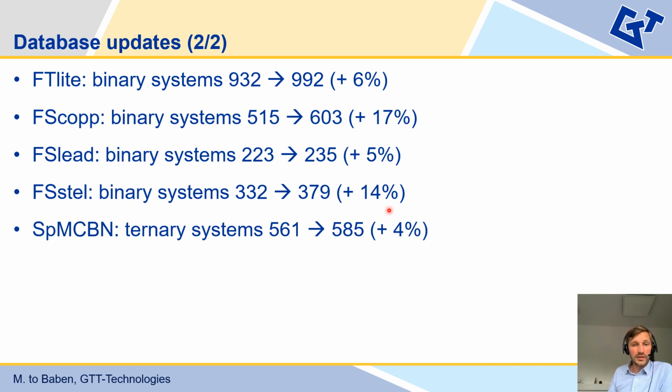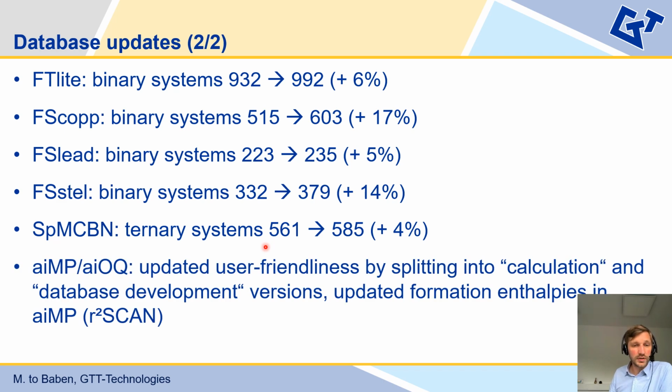The SGPM-CVN database has a growth of roughly 4%; mainly ternary systems including boron have been added, and a few carbon-containing systems as well. And the AMP-AOQ database receives an update with respect to user-friendliness by splitting it into a calculation and a database development version. We also update the formation enthalpies in AMP because Materials Project has uploaded r2SCAN calculated formation enthalpies, so we make use of those.